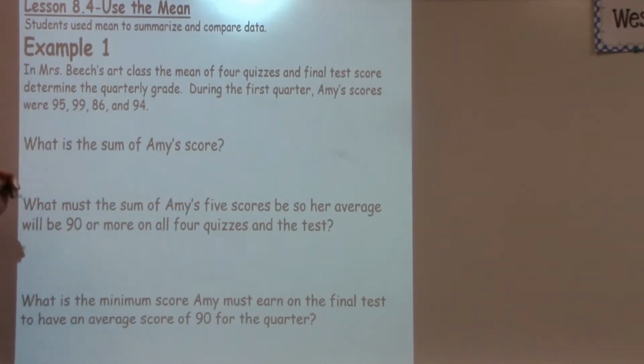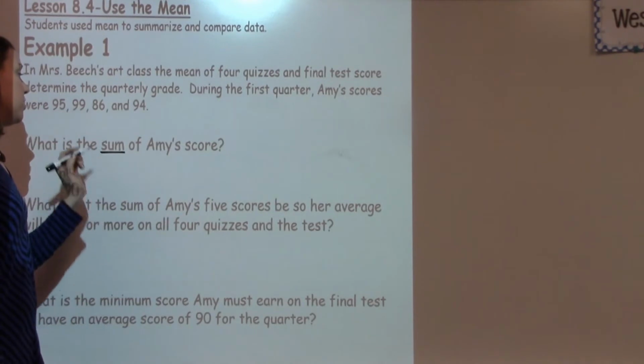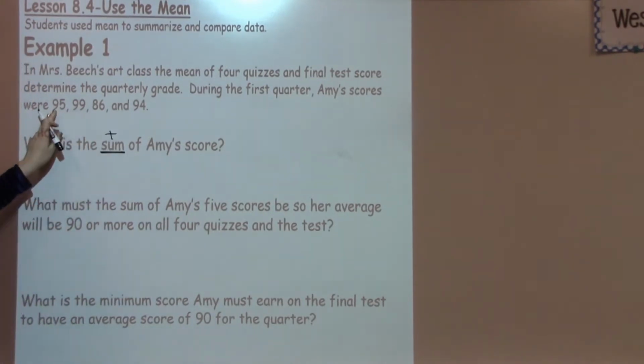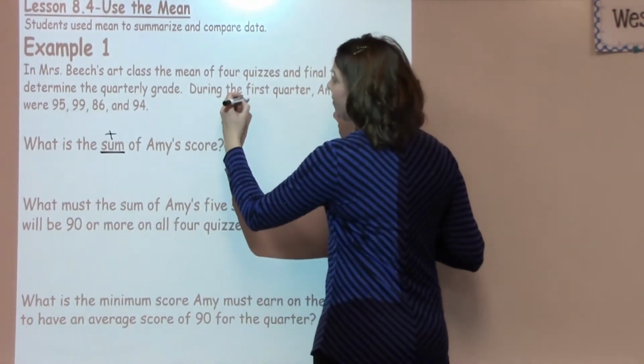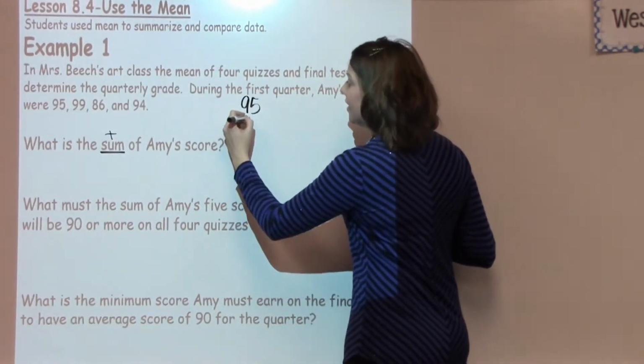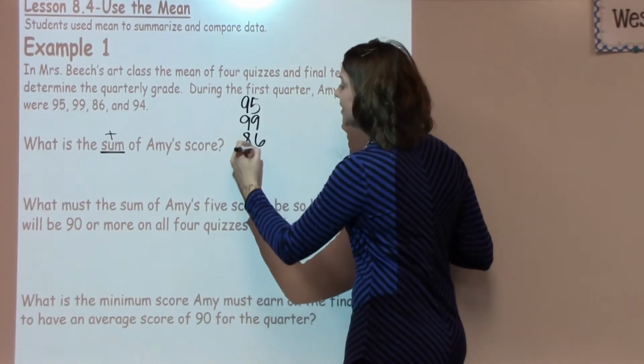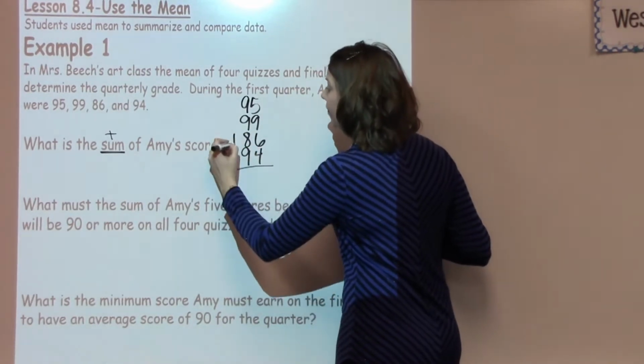So the very first thing we need to do is think about the word sum, which students will know is to add. So we need to take all of her scores and add them together. So I'm going to go ahead and rewrite those over here. I've got 95, 99, 86, and 94.